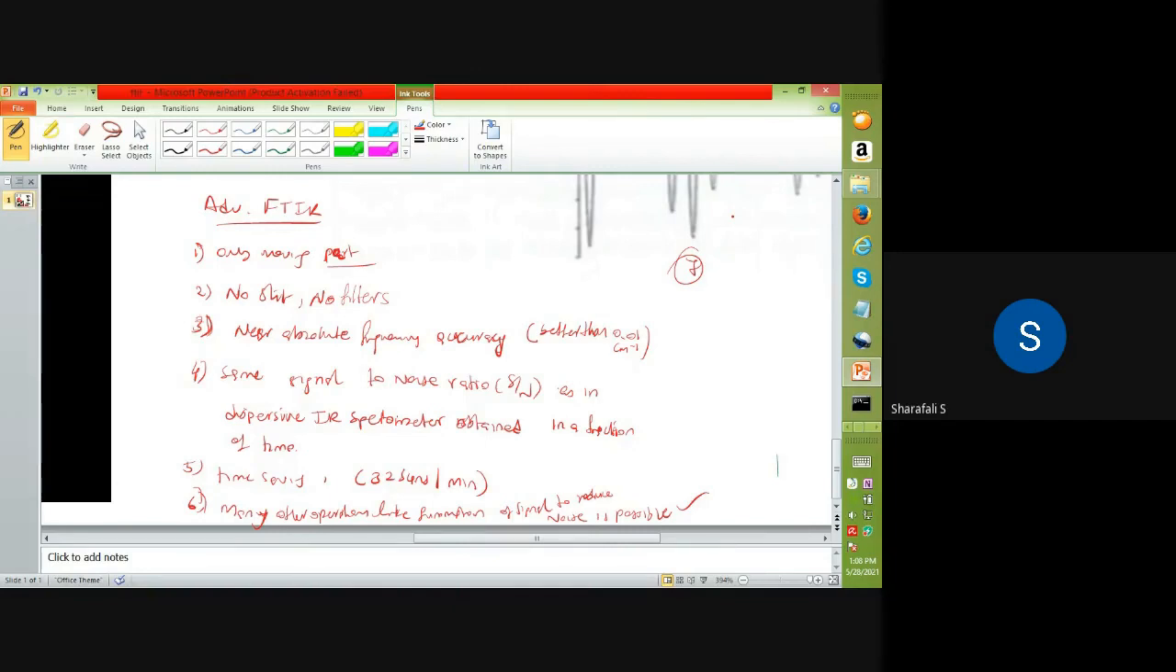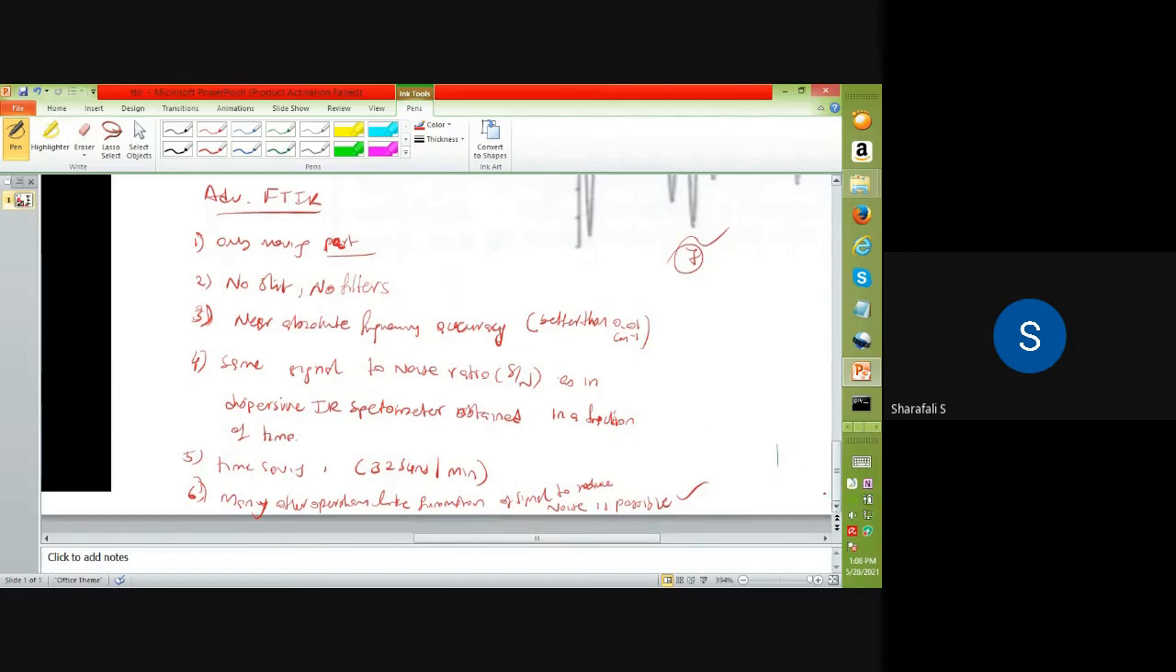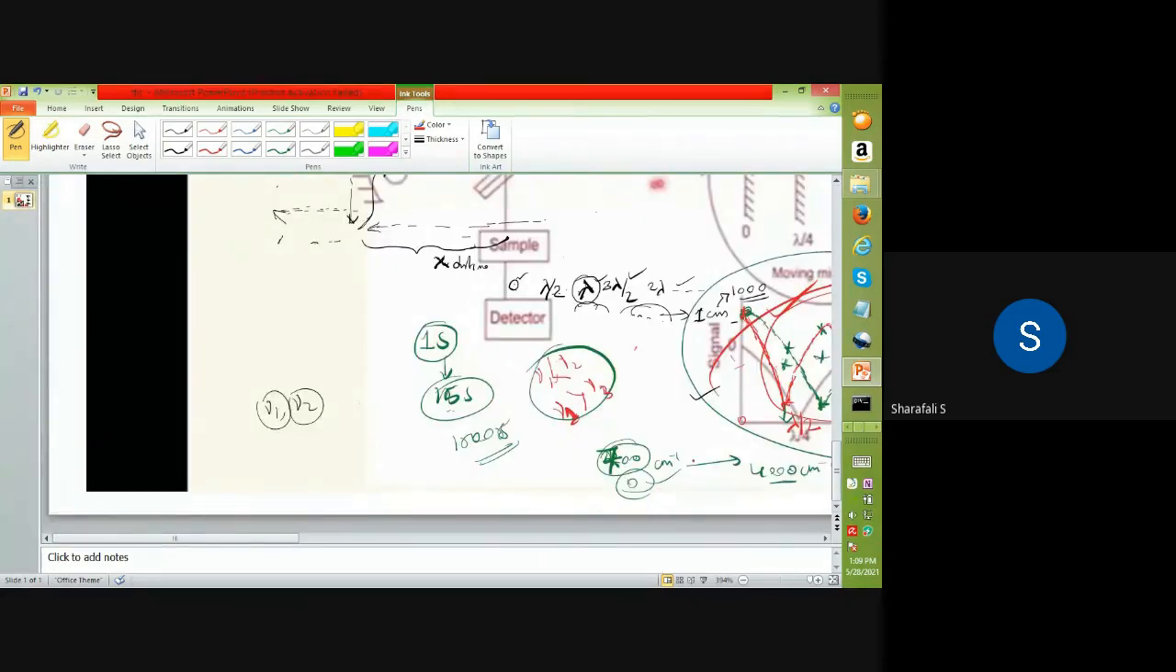Okay. So all these things we already discussed. Many points we already discussed, so just check that. And also in your textbook, some 3 points are there. So these are the basic advantages of the FTIR spectrometer. And we already discussed the working principle also.